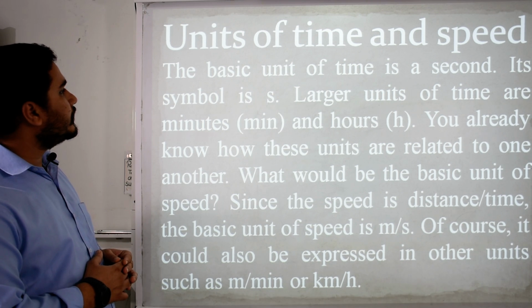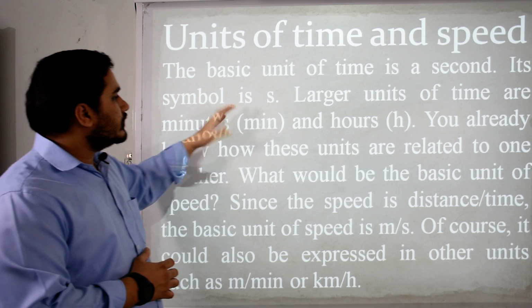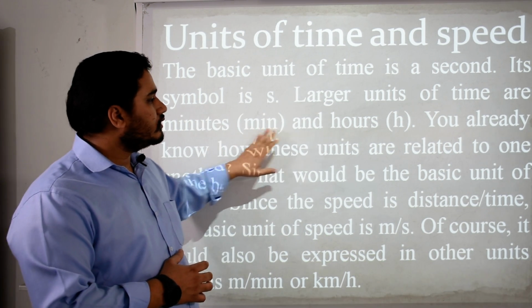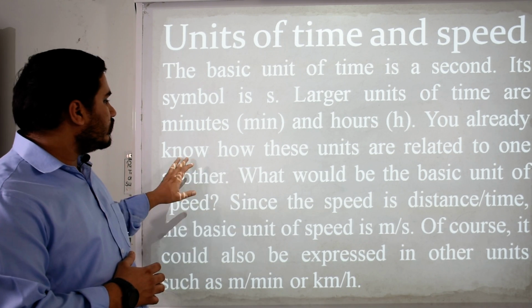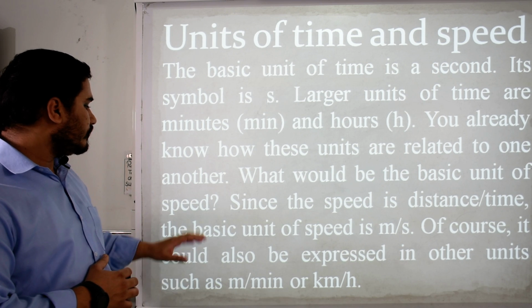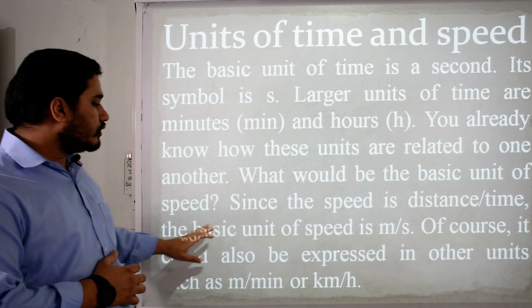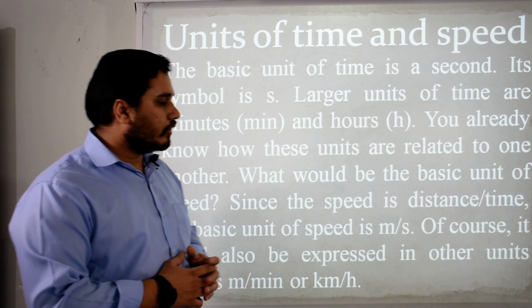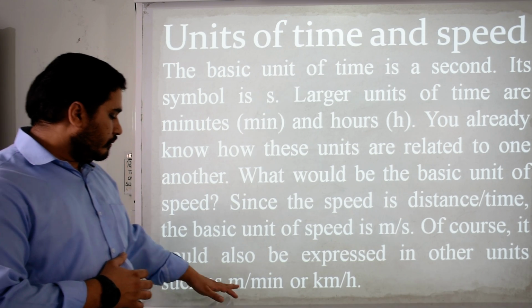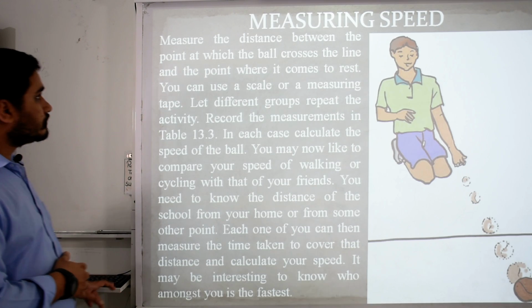Units of time and speed. The basic unit of time is a second. Its symbol is small s. Larger units of time are minutes, that is min in short, and hours, h. You already know how these units are related to one another. What would be the basic unit of speed? Since speed is distance upon time, the basic unit of speed is meter per second. Of course, it could also be expressed in other units such as meter per minute or kilometer per hour.